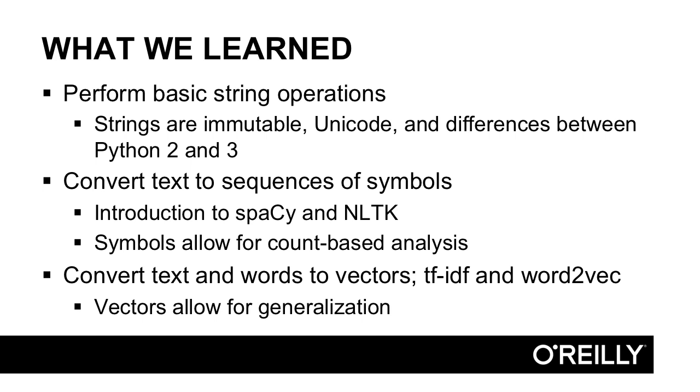And sequences of symbols allows us to do count-based analysis to find the most common words. And we got an introduction to two libraries in Python, spaCy and NLTK. Then we learned how to convert text and words into vectors with TF-IDF and Word2Vec. And vectors are useful because they allow for generalization. Two words such as car and automobile can be similar to each other.